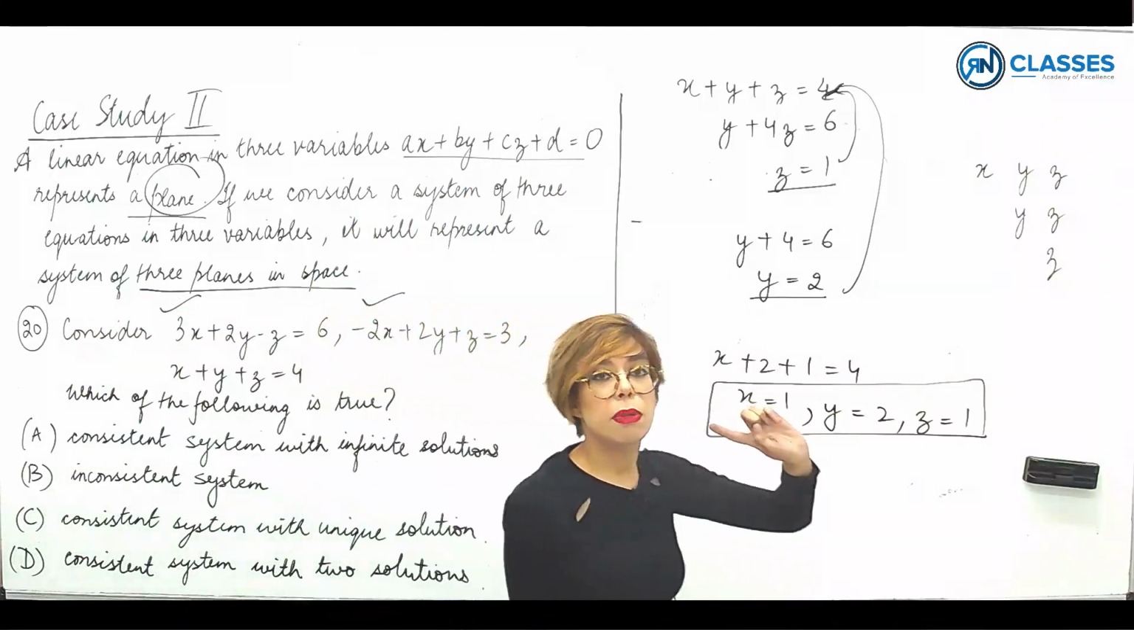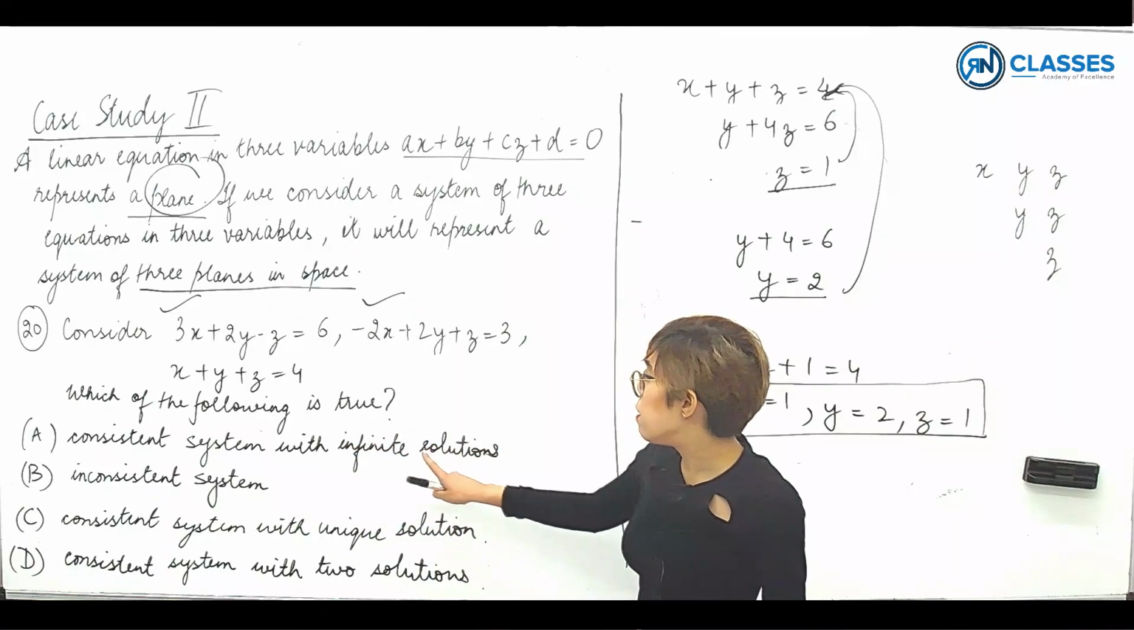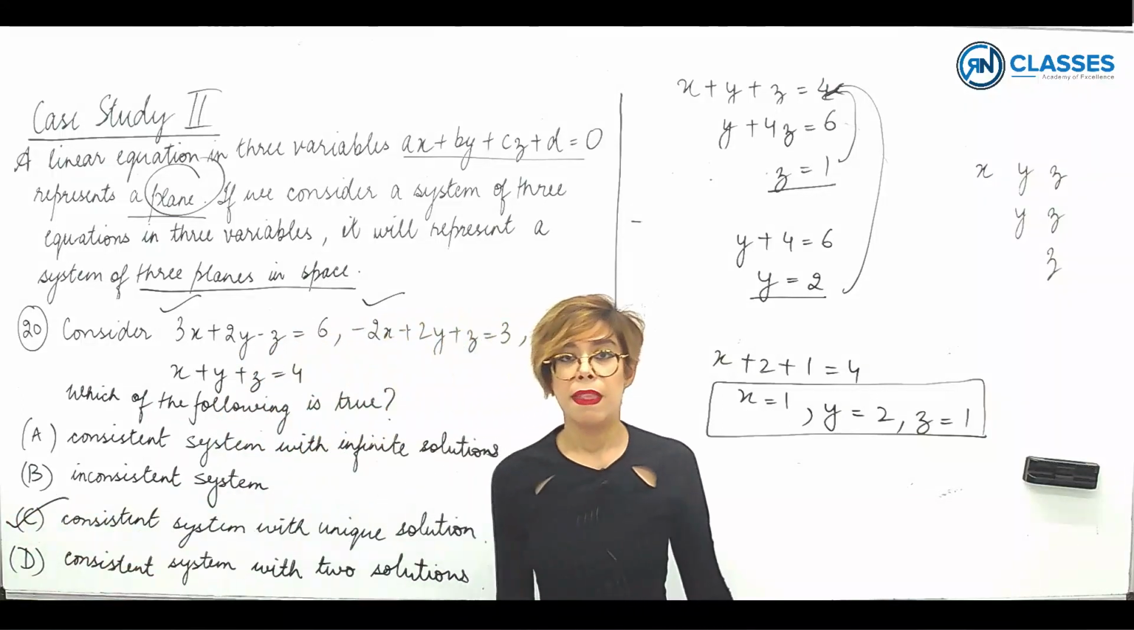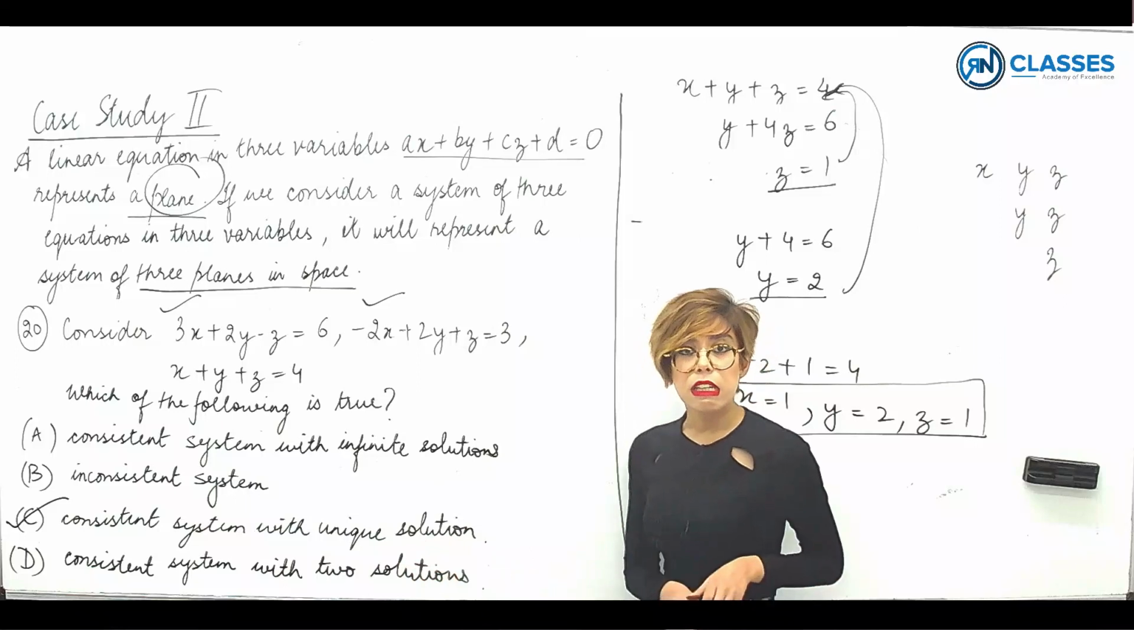Right? One solution मिला तो definitely consistent होगा. Right? Consistent system with infinite ये तो नहीं होगा. Consistent system with unique solution. So that is option C. Right? And this concludes our paper.